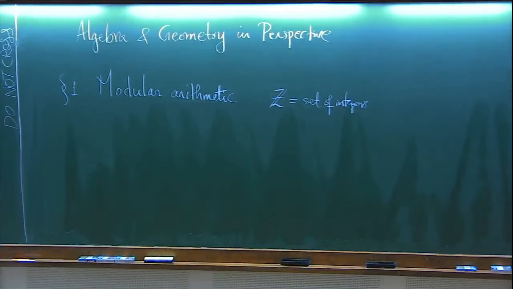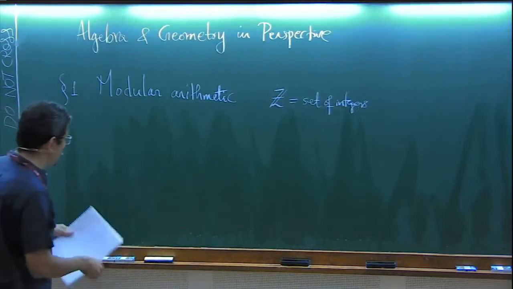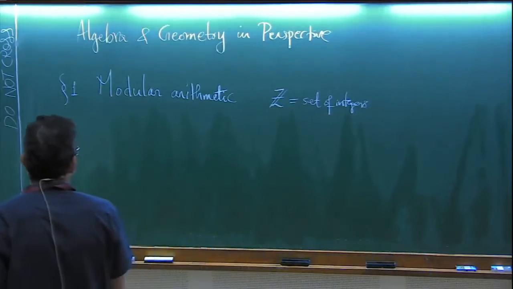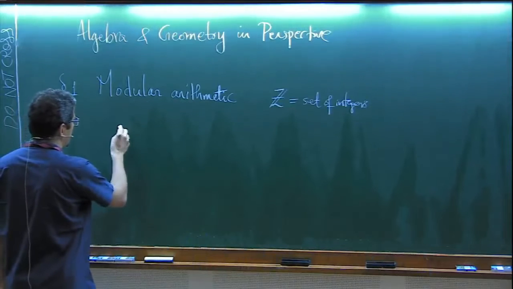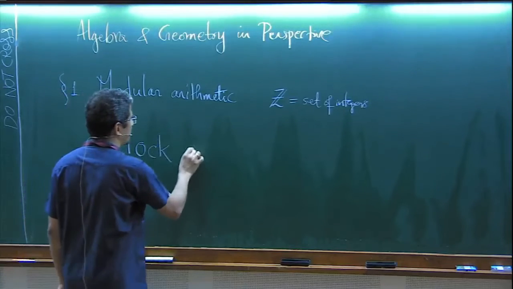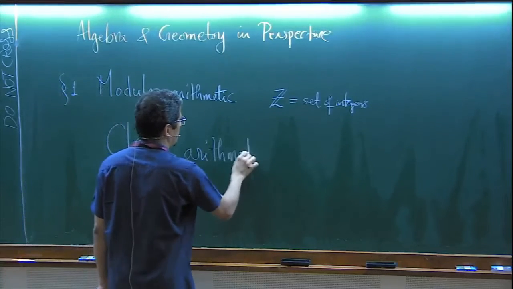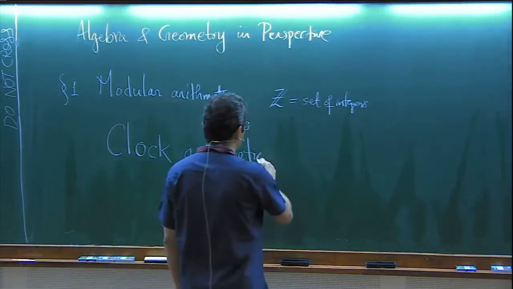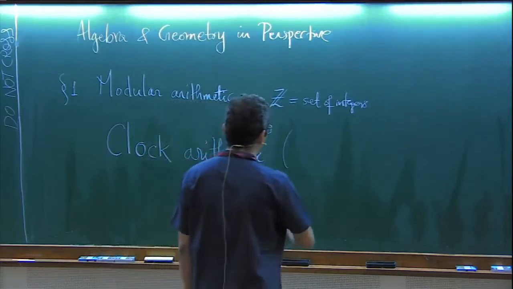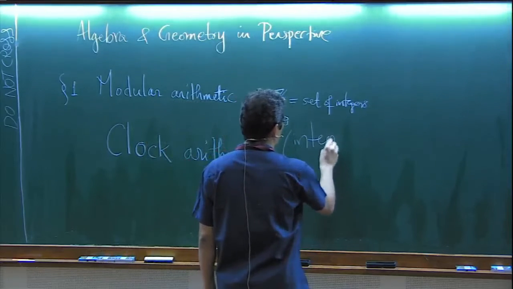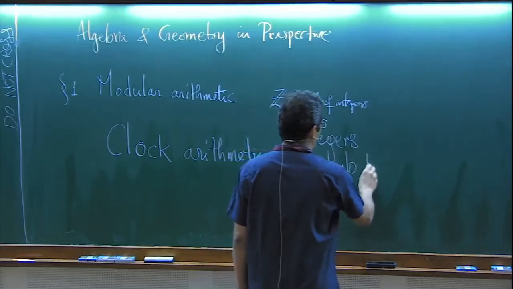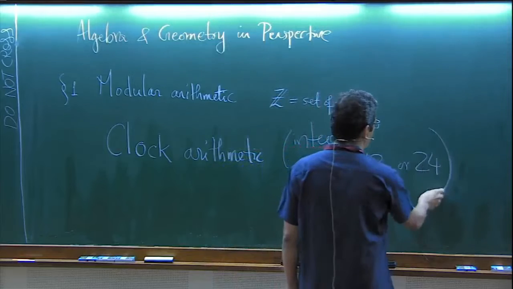The simplest example of modular arithmetic is something you're familiar with. The familiar thing that I'm trying to talk about now is what one would call clock arithmetic, which mathematically we would say is modular arithmetic for n equal to 12. So this is integers modulo 12 or 24, depending on what clock you're using.